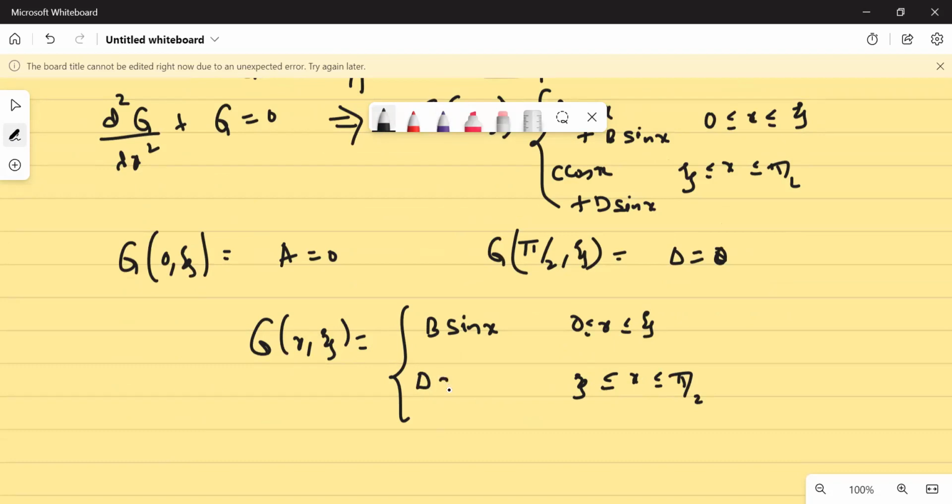So like this is d sine of x, and I think there it should be d0, so c cosine, sorry.